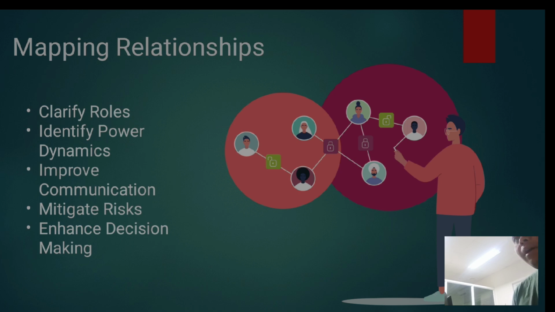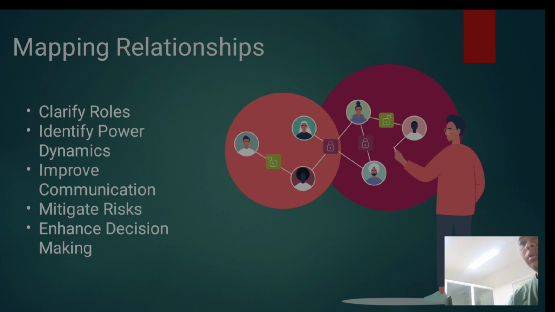So it will help in mitigating risk when these stakeholders understand each other's relevance, impact, and roles. So another part of the mapping is to enhance decision making. So there is a clear understanding of the ecosystem within the organization, which results in more effective and efficient decision making.